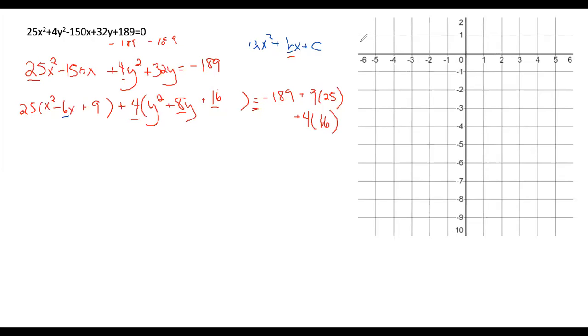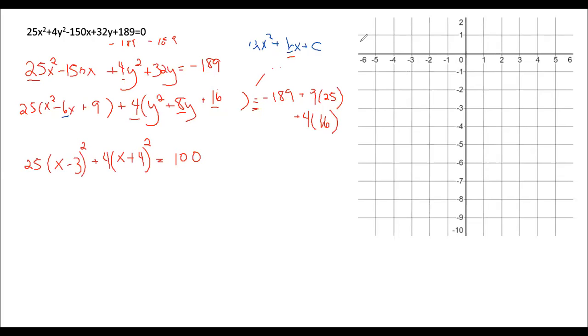Okay, now we've designed this so that this would be a perfect square. So this would be 25 times x minus 3 squared. When we divided 6 by 2, we got negative 3, so this is negative 3 squared. Here we have 4, and when we divided 8 by 2, we got 4, so y plus 4 squared equals, when we do the math, 100.